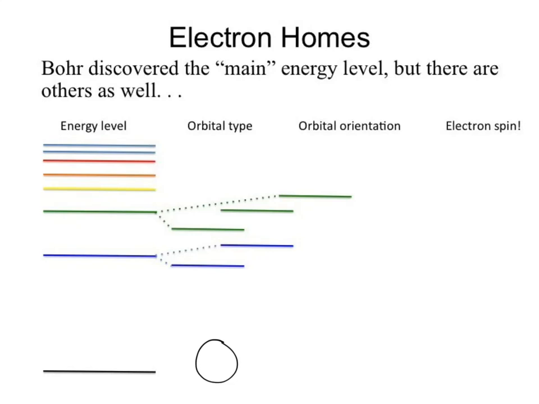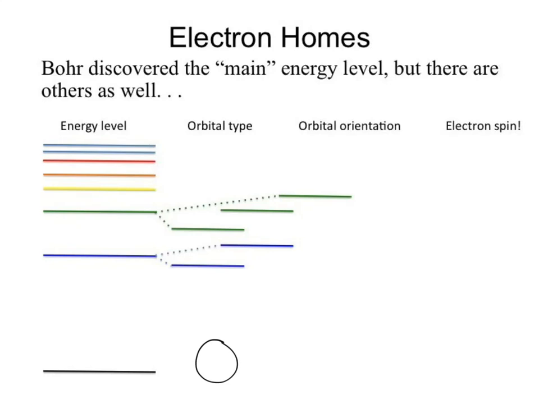Remember, these are three-dimensional. What do we have? A sphere. You take that sphere and you turn it. Can you tell that you turned it? No. How many orientations are there for a sphere? 1. For n equals 1, our first energy level, how many electrons can we possibly fit? Only 2, because there's only one type of orbital, and there's only one orientation for that orbital, because all the orientations look exactly the same.